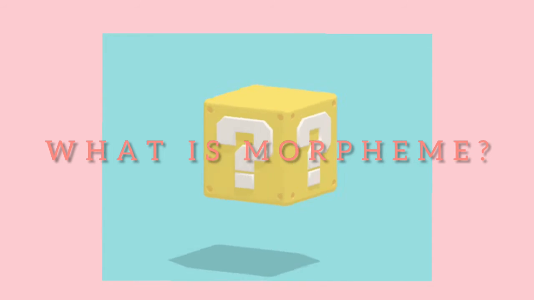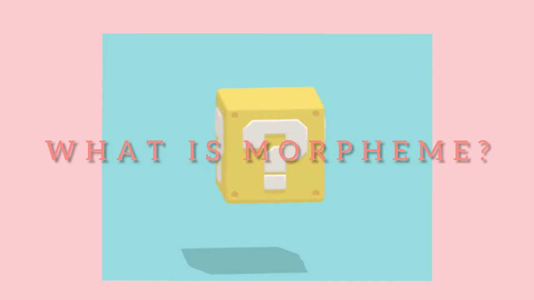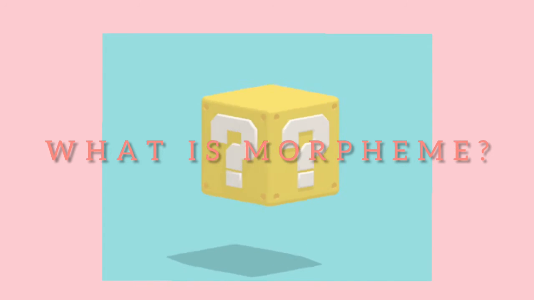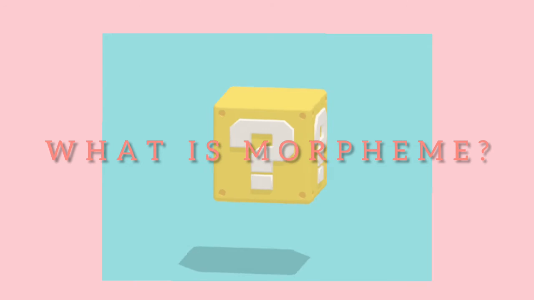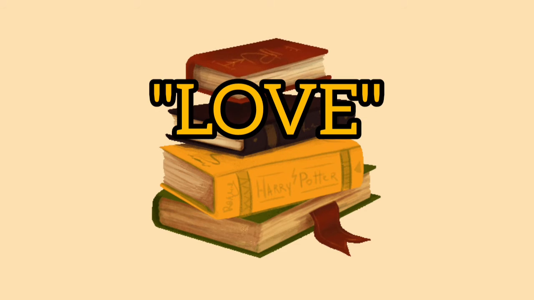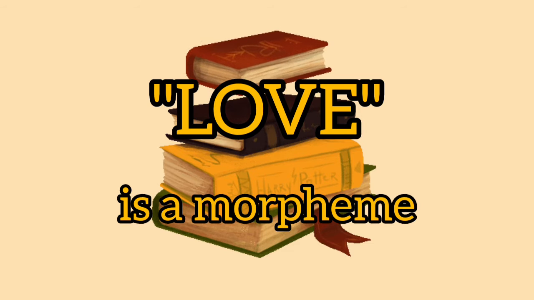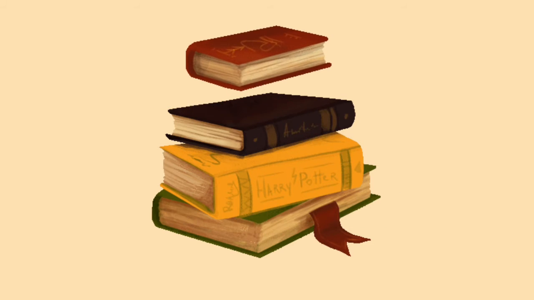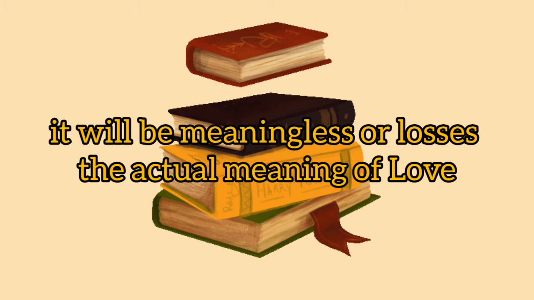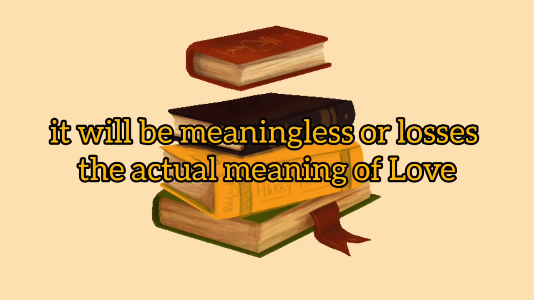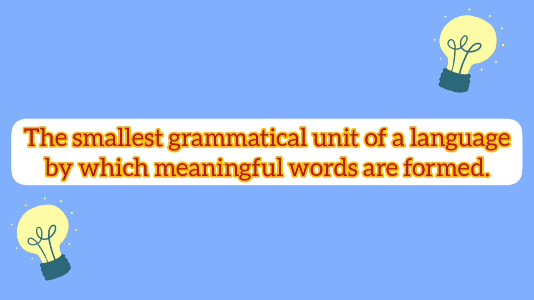A morpheme is the smallest meaningful and syntactical or grammatical unit of a language which cannot be divided without changing its actual meaning. For instance, the word love is a morpheme, but if you dispel any character such as E, then it will be meaningless or loses the actual meaning of love. Now, we can say a morpheme is the smallest grammatical unit of a language by which meaningful words are formed.